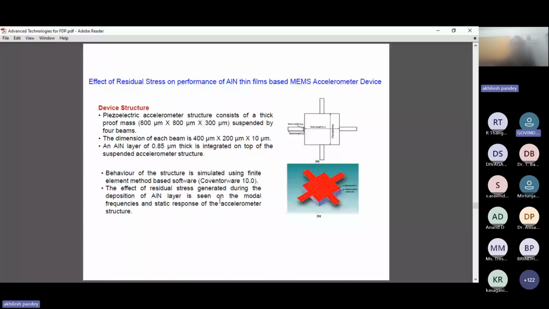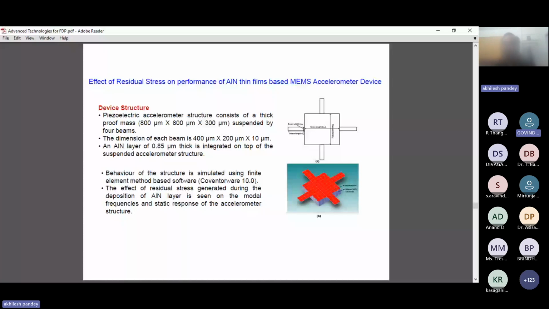It is shown here. The dimension of each beam is 400 micron by 200 micron by 10 micron. An aluminum nitride layer of 0.85 micron is integrated on top of the suspended accelerometer structure, and the behavior of the structure is simulated using Coventor software. The effect of the residual stress generated during the deposition of the aluminum nitride layer is seen on the modal frequencies and static response of the accelerometer structure.